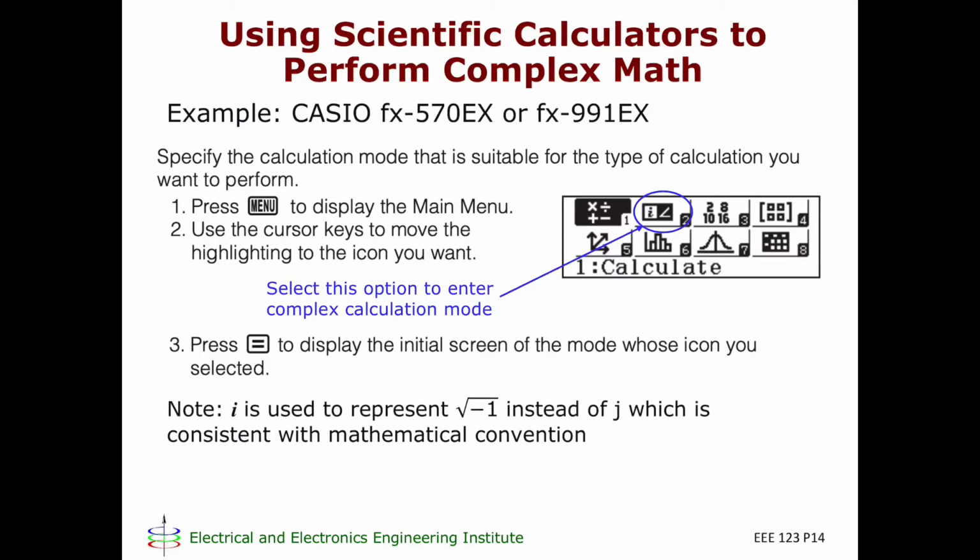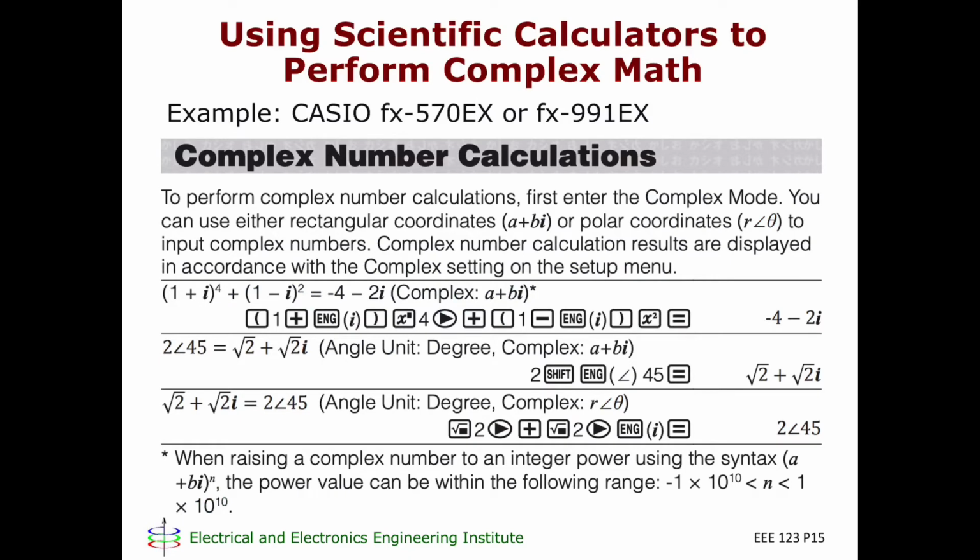In the Casio and other scientific calculators for that matter, i is used to represent the square root of minus 1, which is consistent with mathematical convention. It's only electrical engineers that use j to represent the square root of minus 1. So you can do complex manipulation with your calculator. In this particular example, you can add 1 plus i raised to the 4th plus 1 minus i squared. You can perform computations like that.